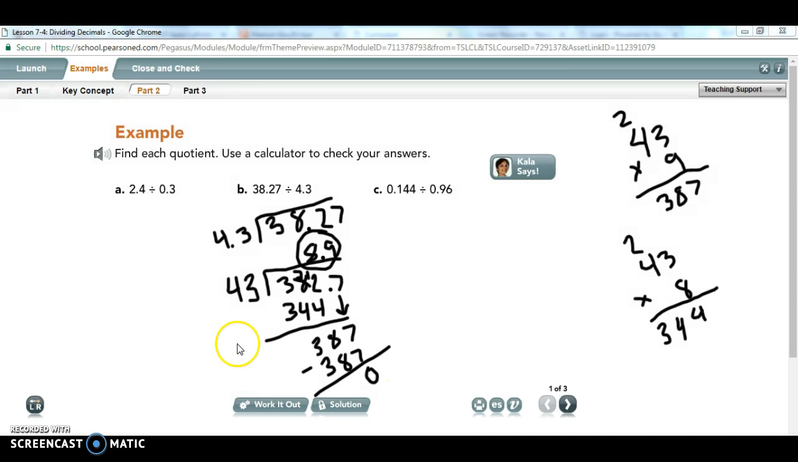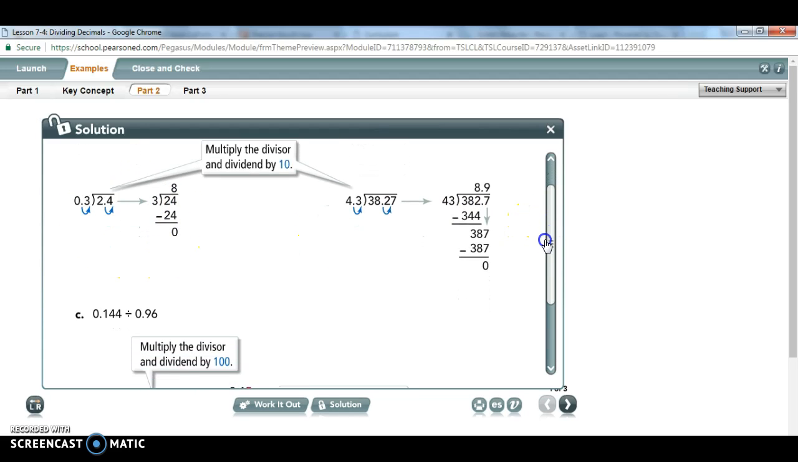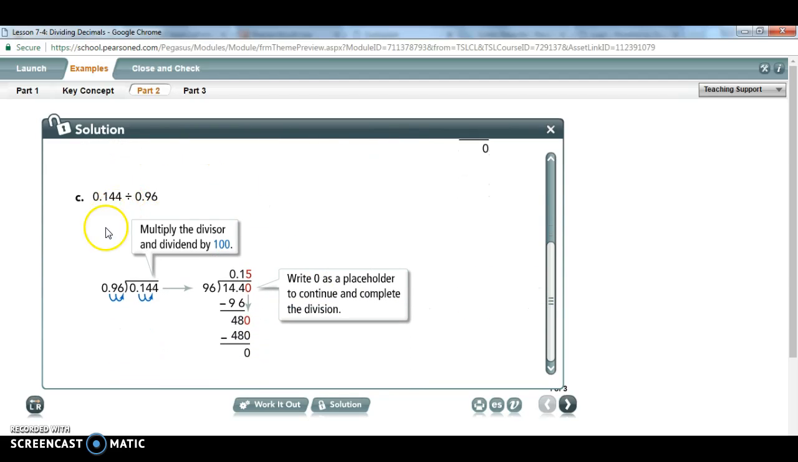What I would love for you to do is try A on your own and try C on your own, and then I will show you the solution, and you can pause the video and read through it. Here is the solution to A. Here is your solution for C. Pause the video if you need more time with it.